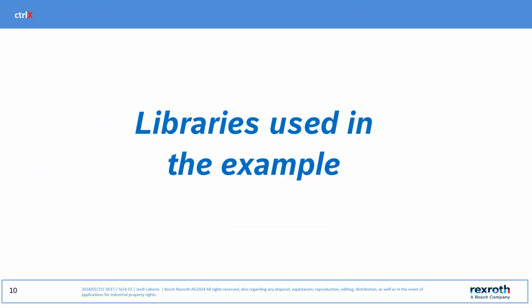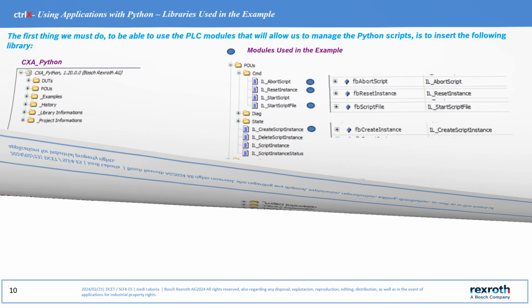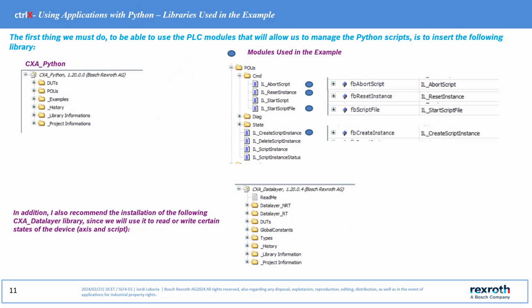Libraries used in the example. The first step, from the PLC part, following the usual procedure, is to install the following libraries. CxA Python, to generate the instance, activate the script, generate a script preset, and also an abort in case of modification in the script that we must reactivate it.